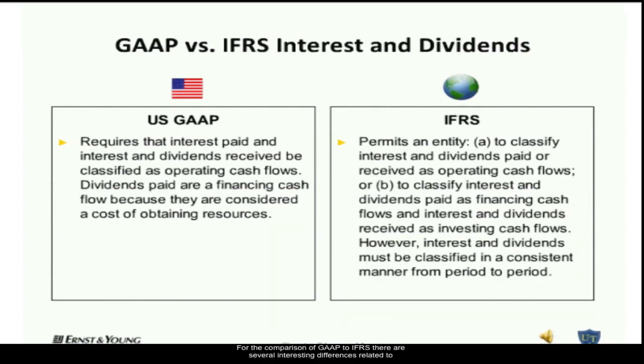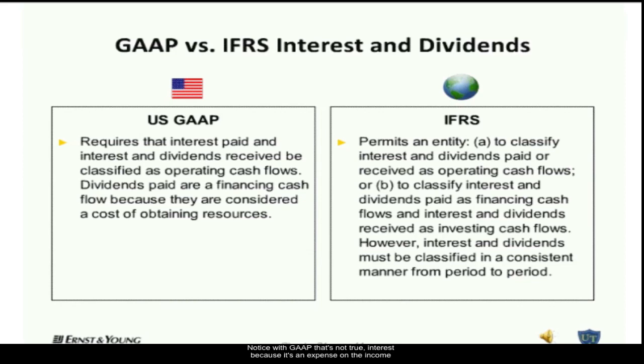For the comparison of GAAP to IFRS, there are several interesting differences related to the statement of cash flows. One is that IFRS allows companies to classify interest paid to creditors and dividends paid to shareholders in the same section of the statement of cash flows. Notice with GAAP, that's not true.